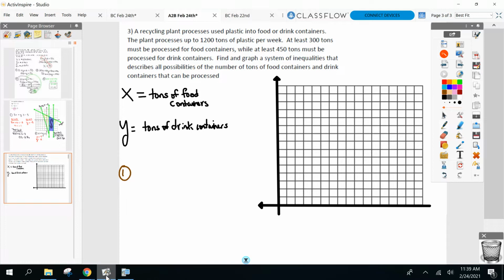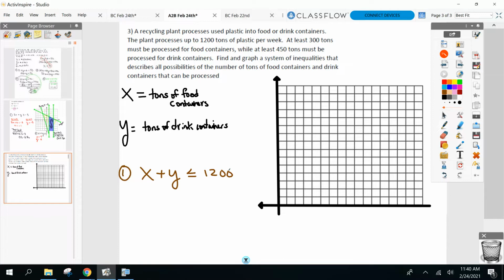So it would be X plus Y. Good start. Up to 1,200. Would it be less than or equal to? Good job. Yep. Because I can't do any more than 1,200. And then 1,200. Thank you. Good job. So X plus Y is less than or equal to 1,200. Can't be more than 1,200. So that's why the less than is there. You guys good? All right.